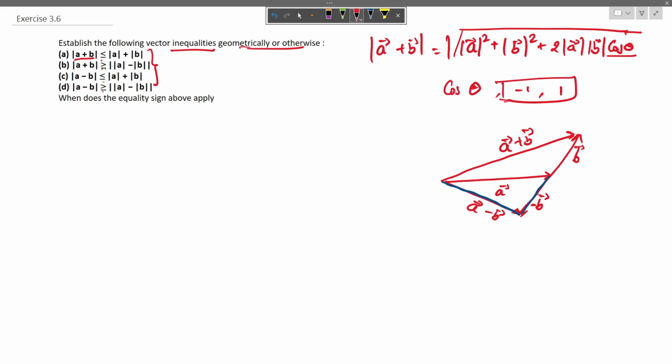All that matters is the theta angle between them. So in the first case, the vector addition case, we had theta like this. This was vector a and this was vector b. This was theta. And in the second case, we have vector a and just inverted vector b. So now this is the theta.